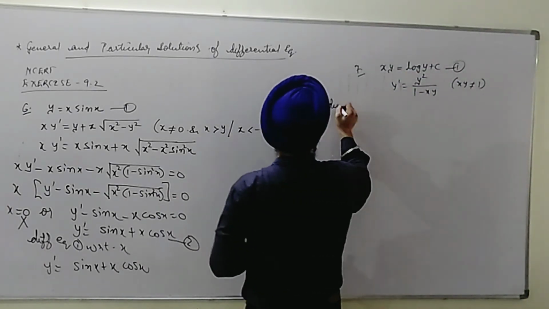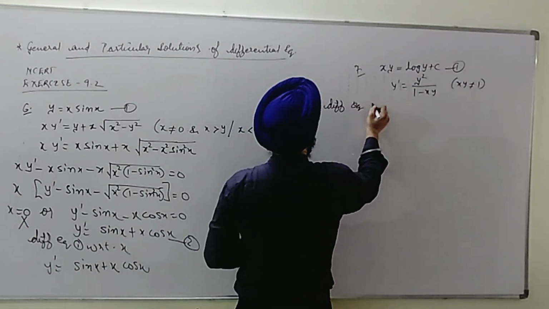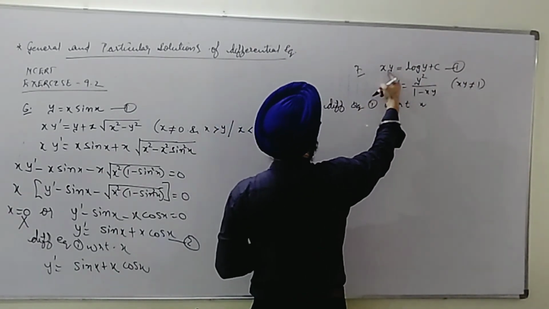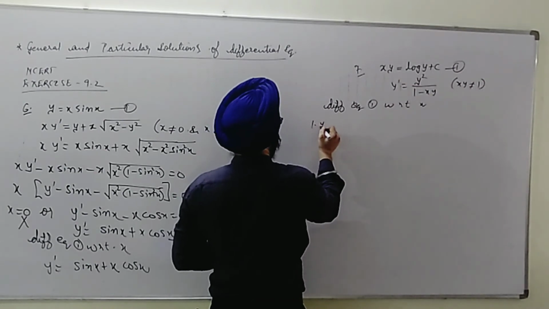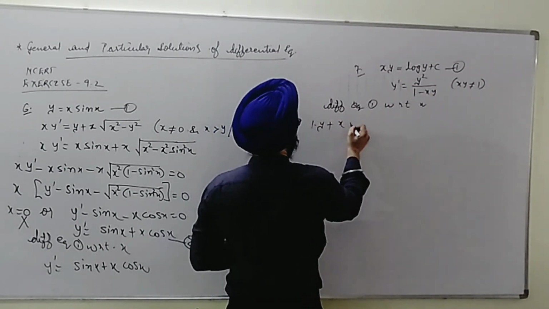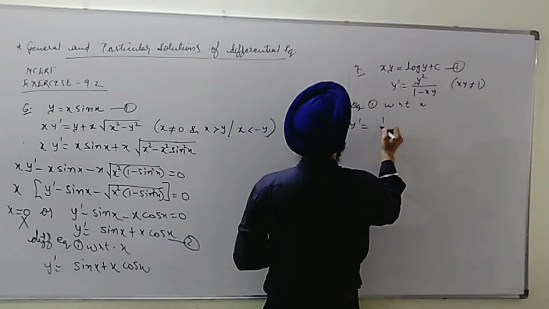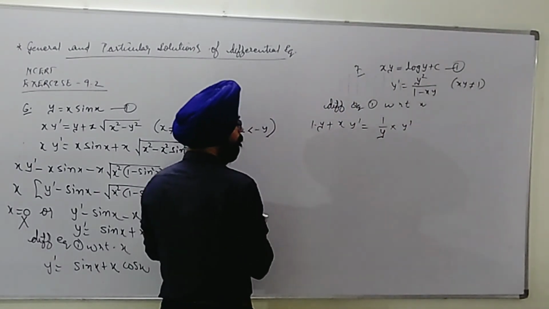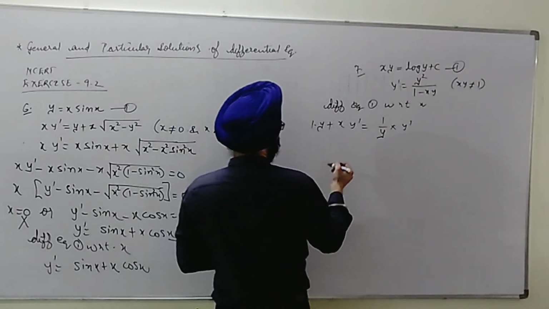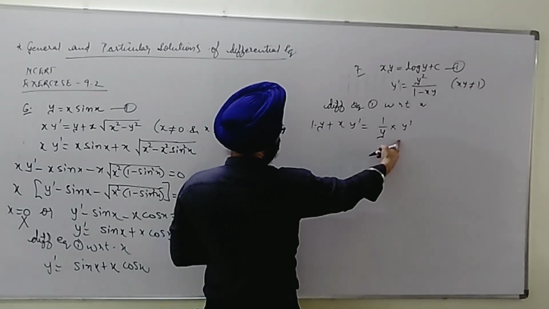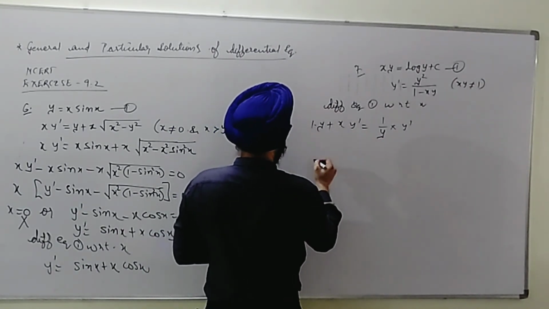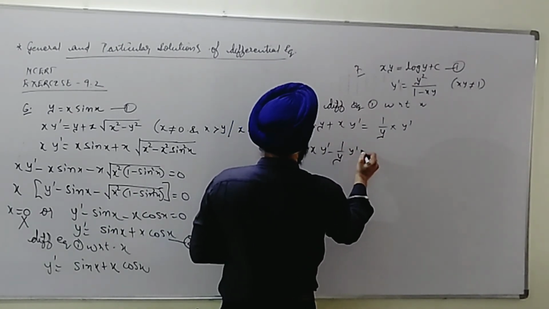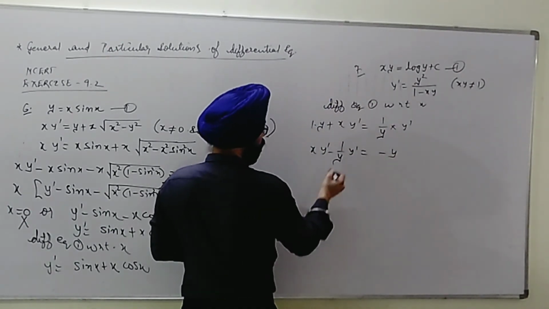Differentiating equation 1 with respect to x, again the product rule will be applicable. x derivative is 1, y as it is, x as it is, then y dash. For log y, it is 1 upon y into y dash, and the constant becomes 0. Now we can club these two terms as they are of y dash. So we have x y dash minus 1 upon y, y dash equal to minus y.